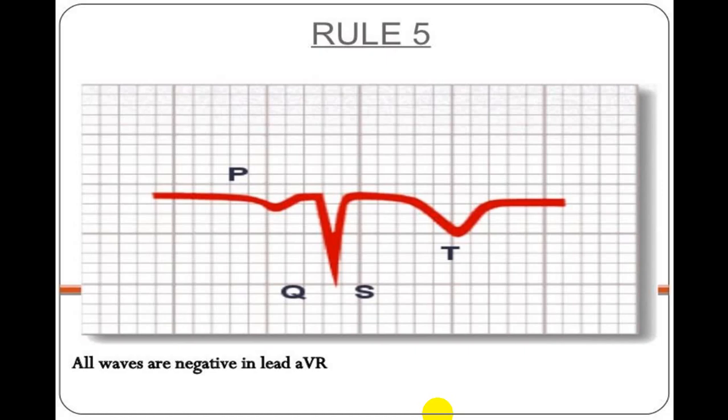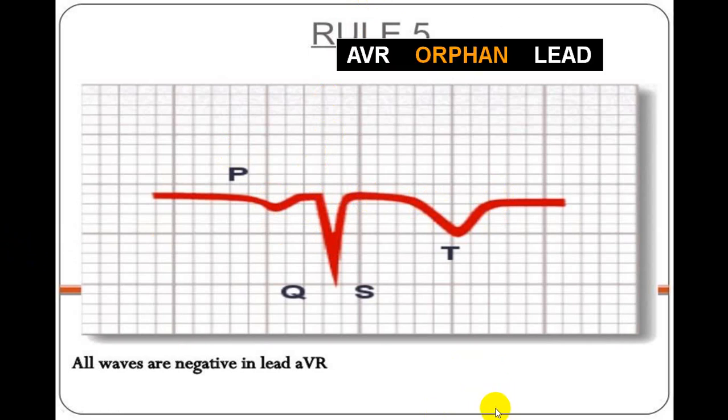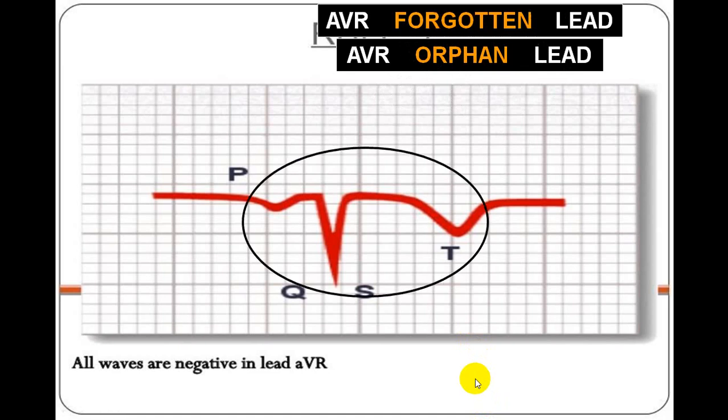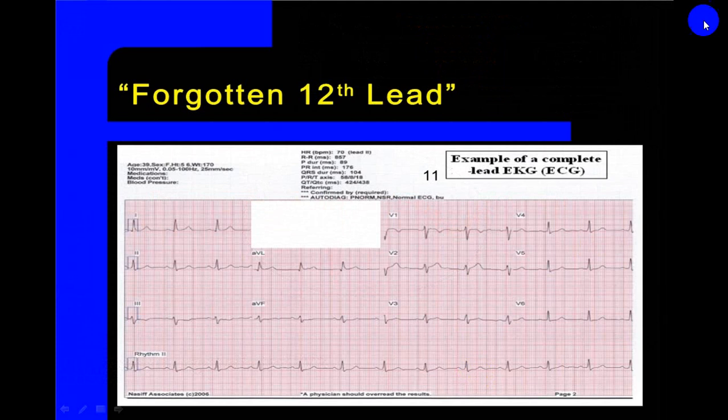But it is very important in a good number of conditions. What is the standard rule? The standard rule is that in AVR all waves are inverted, meaning they are all below the isoelectric line. So the P wave is inverted, the QRS complex is inverted, and the T wave is also inverted. Hence, we usually don't look at the AVR. So it is called the orphan lead, neglected lead, or forgotten lead. We'll be going through all those things.